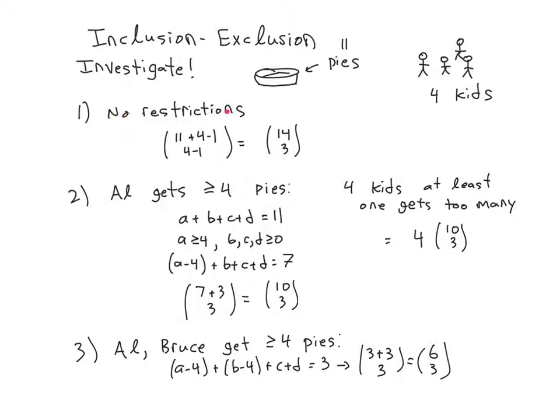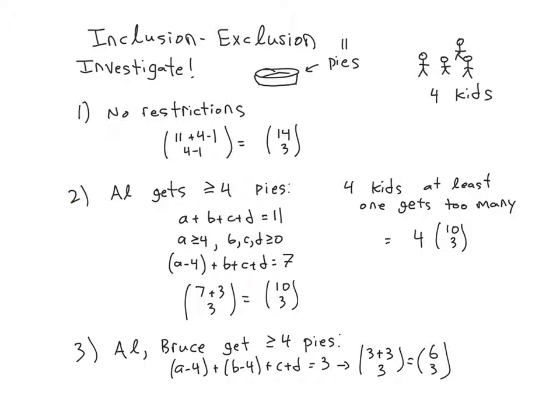Now, as we already saw with stars and bars types of arguments, the answer should be 14 choose 3, because you're counting the number of star and bar charts with 11 stars for the 11 pies and 3 bars for the ways to divide it up into the 4 kids.